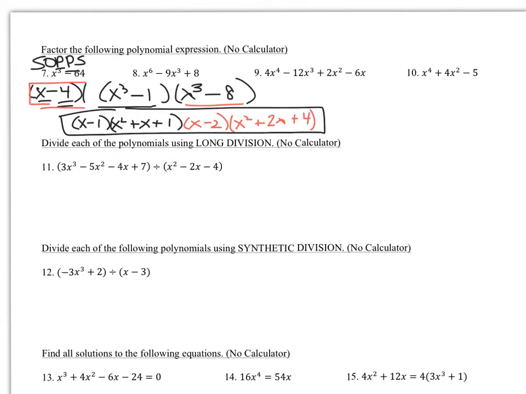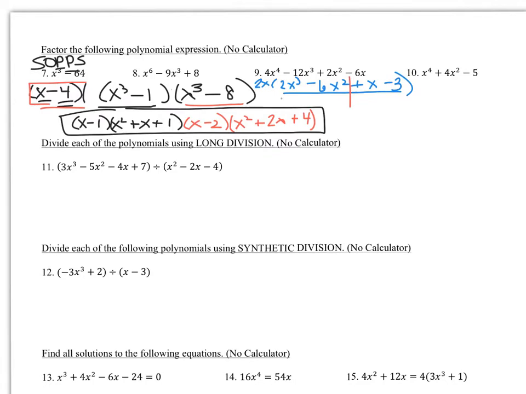If I look at the next one, I have a GCF, so I'm going to first take out a 2x. So I'm left with 2x cubed minus 6x squared plus x minus 3. So now I'm going to factor this by grouping.